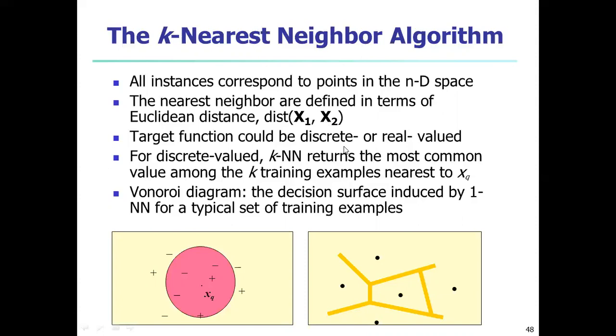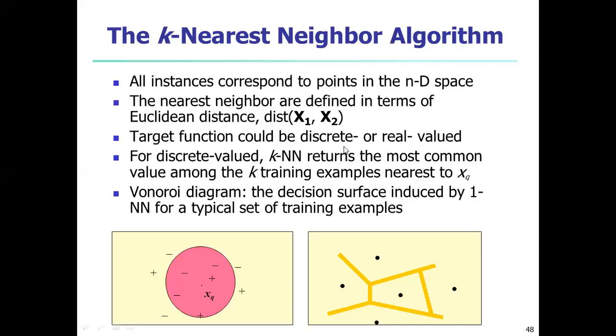For discrete values, kNN returns the most common value among the k training examples nearest to xq. The square root is taken of the total accumulated distance count. Typically, we normalize the value of each attribute before using the equation for the distance of x1, x2.